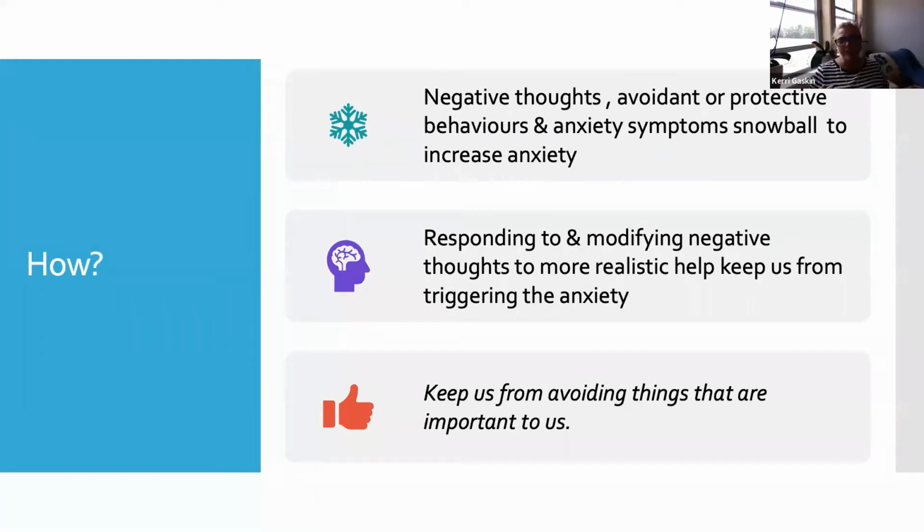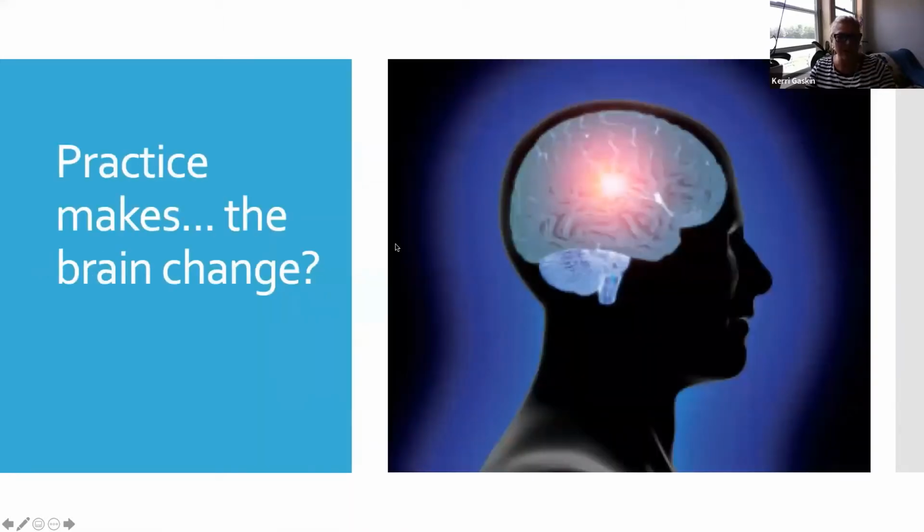Responding to and modifying our negative thoughts so that they become more realistic is the way to avoid avoiding things that are important to us. For example, if Bill avoids his class where he has to speak, we talked about that could impact his grade. It could impact his program. It could ultimately impact his career. And these are important things to dig into and recognize.